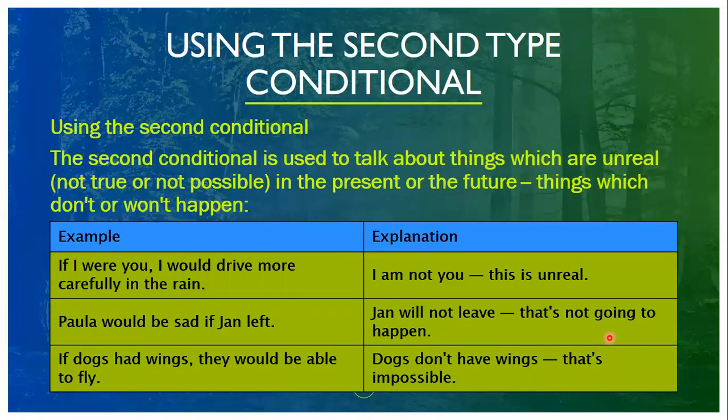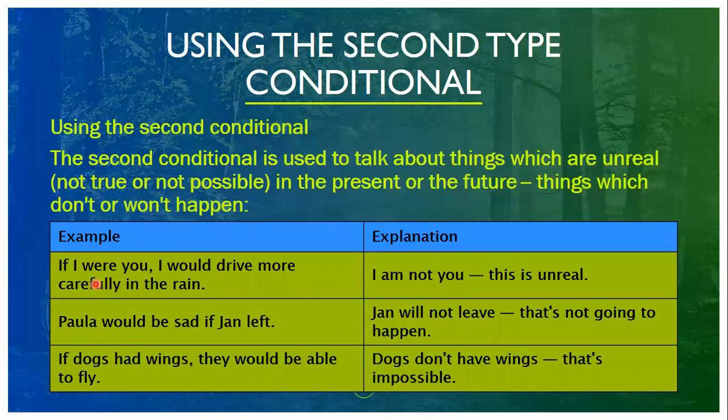Using the second type conditionals. When they use the second type conditionals, as I was explaining at the beginning, we use them to talk about unreal situations, or situations that are not true or are not possible. Pay attention to this, not possible. In the present or the future, things which don't or won't happen. This means that we are talking about situations that right now, in the moment that we are, cannot be possible, and in the future will not be possible as well.